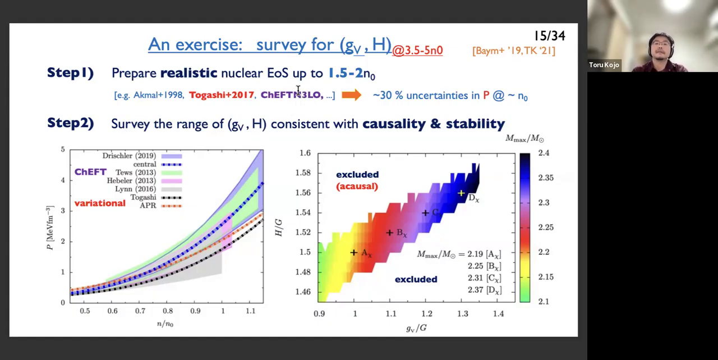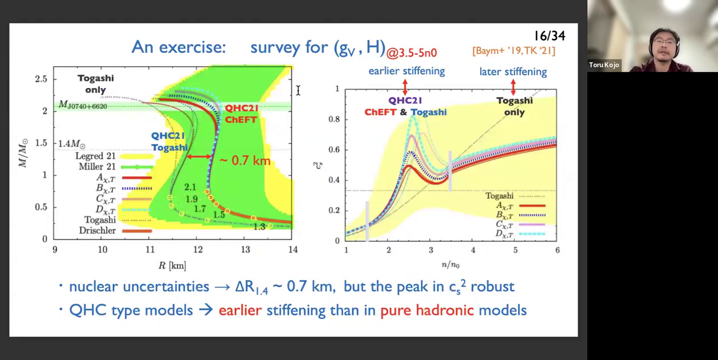And so this is the mass radius relation. Here we exhibit two examples using two different nuclear equations of state: the Togashi nuclear equation of state and chiral EFT at low density. The first point I want to make is that the radius of a 1.4 solar mass neutron star is basically determined by our choice of nuclear equation of state.